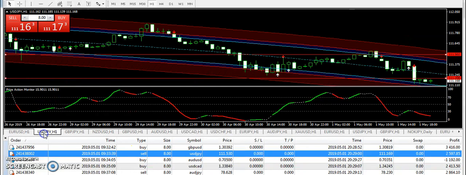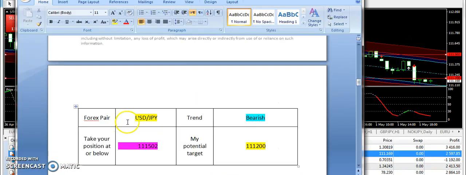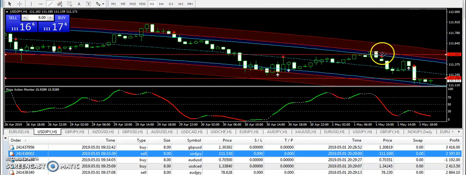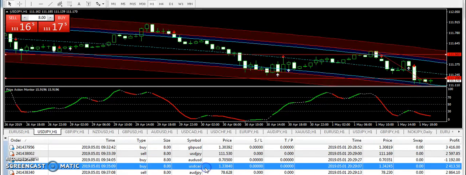Okay, now let's talk about the USDJPY. So basically USDJPY was weak today. I have supplied the bearish trend from 111.502 and 111.200 is the target price, and guys, you can see clearly it has met the target price. Right from the entry, the USDJPY has started to go weaker, and finally within few hours USDJPY hit our target price with no problem. We do not talk about the losing trade in our analysis.